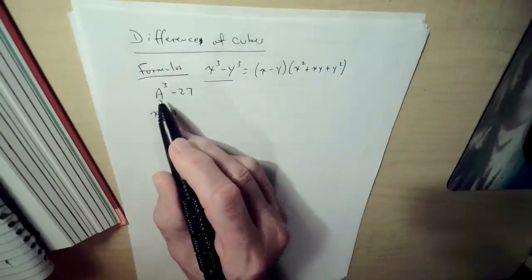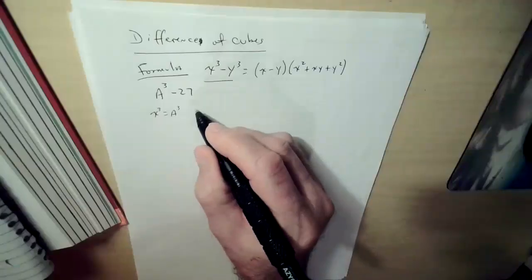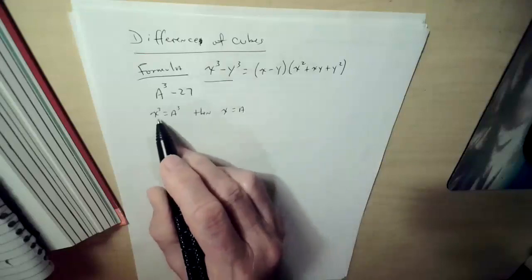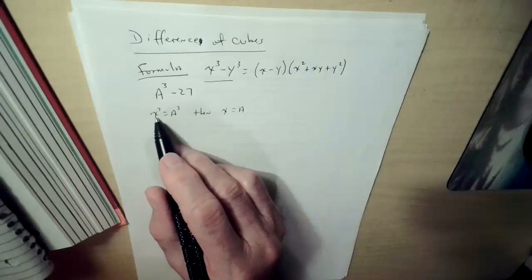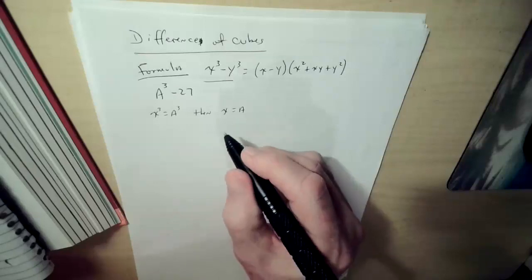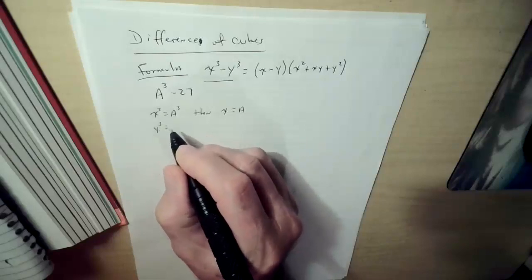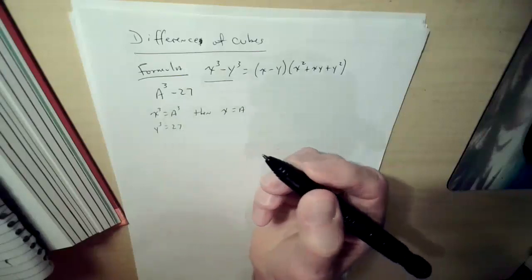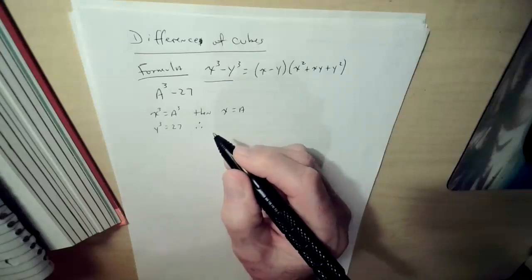So what does our x equal? Our x is a cube root. If x cubed is a cubed, then x equals a. Take the cube root of each one of these. What number times itself three times is x cubed? X. And of course a. And y cubed is equal to 27.